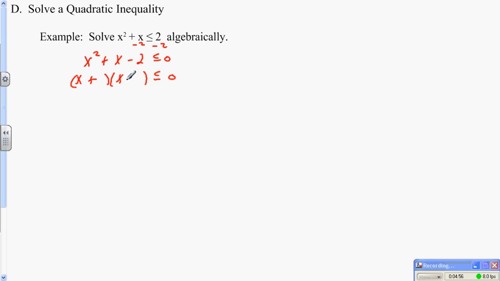Plus minus is plus minus. Factors of 2 that have a difference of 1 will be 2 and 1. We want a positive 1, so make the bigger number positive. That gives us two solutions of -2 and a positive 1. Now if we go on a number line, here's 1, here's -2.